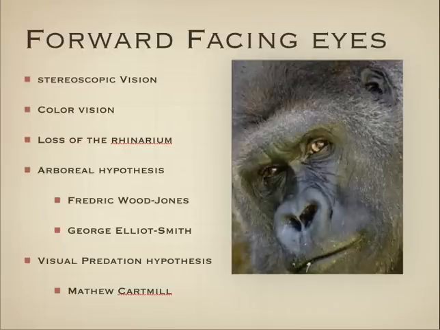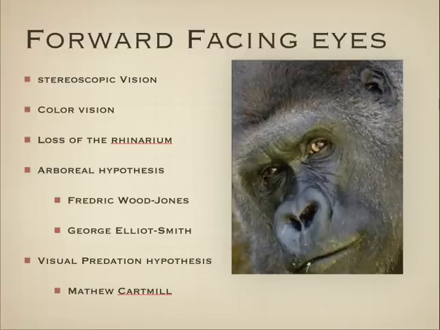Forward-facing eyes. What forward-facing eyes allows us to have is called stereoscopic vision. Stereoscopic vision is the ability to see in 3D. Our depth perception is greatly enhanced by having both of our eyes on the anterior or forward section of our faces. Now, along with stereoscopic vision, a cool thing about our eyes is that we have color vision.